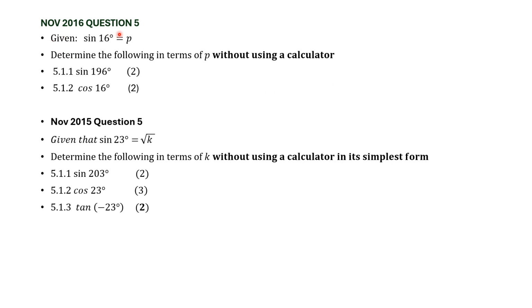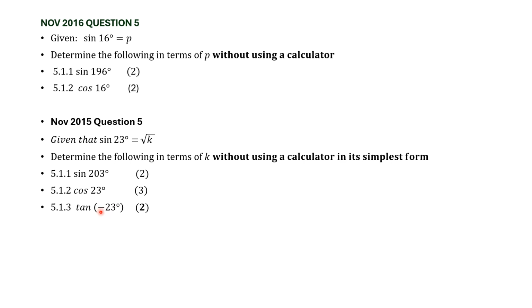So November 2016, question 5. Given sine 16 degrees equals P. Determine the following in terms of P without using a calculator: sine 196, cos 16. Right? Look at November 2015, also question 5. Given that sine 23 equals square root K. Determine the following in terms of K without using a calculator, in its simplest form: we want sine 203, cos 23, and tan negative 23.